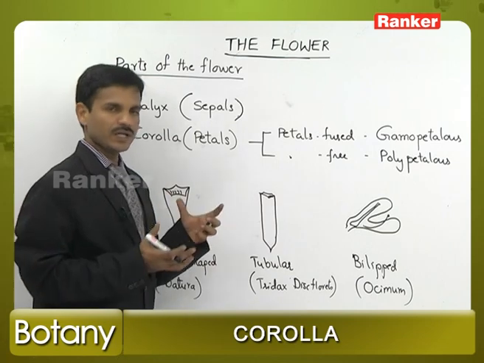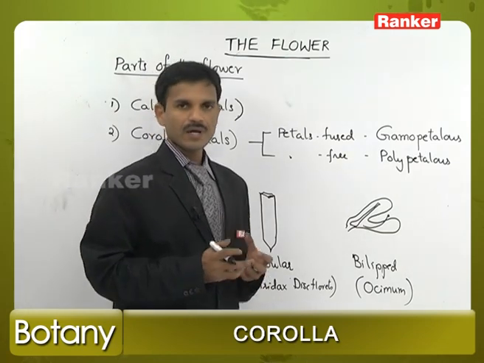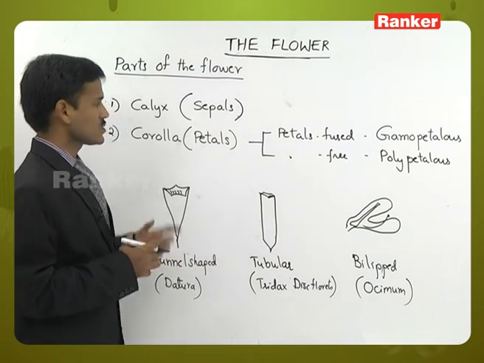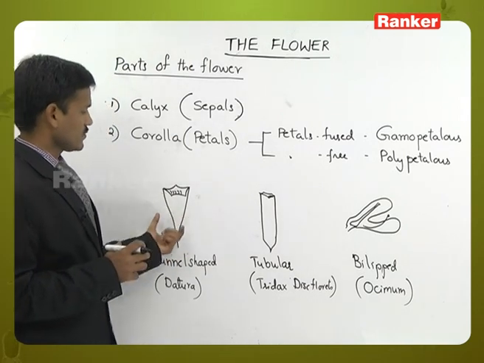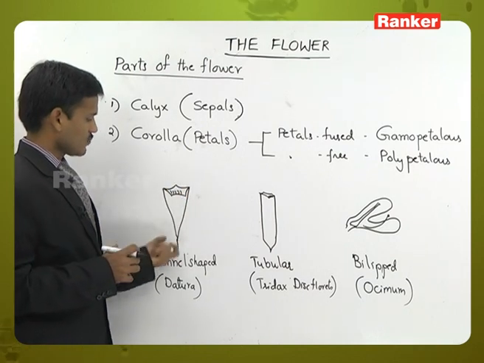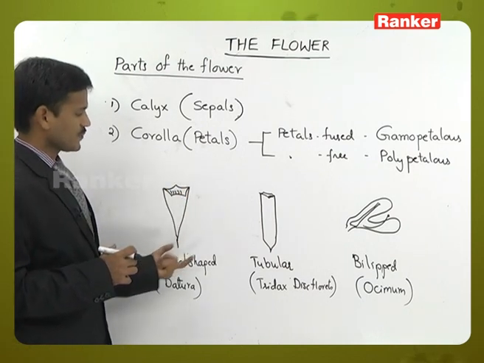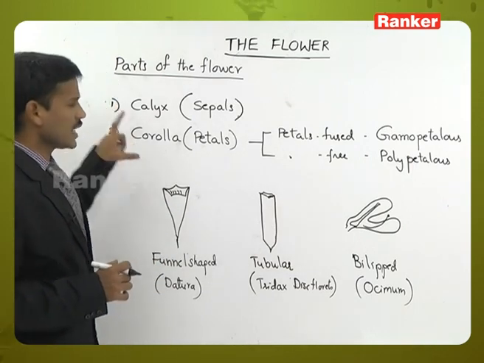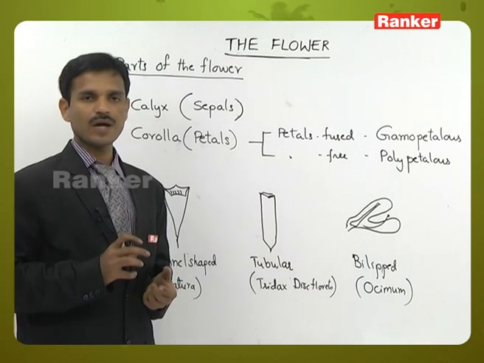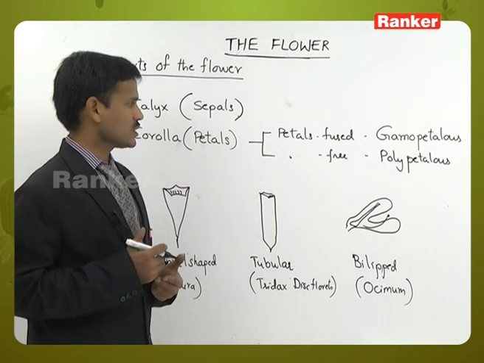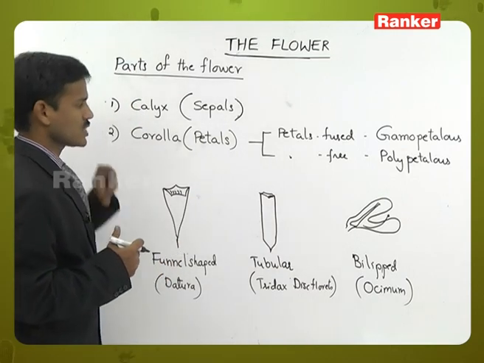And so many other types, such as wheel-shaped and bell-shaped corolla, are also observed in different plants. So these are some types of corolla structures. The corolla is fused to form funnel-shaped, tubular-shaped, and bilipped shapes. Calyx and corolla are the two non-essential organs, as they are not useful for reproduction.